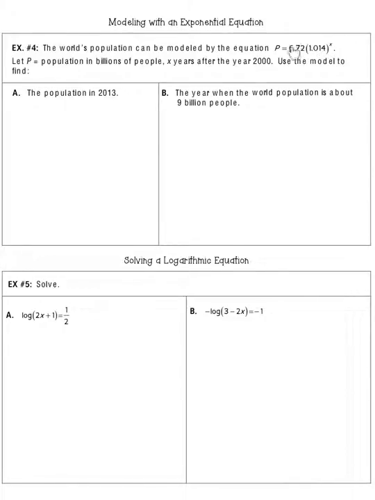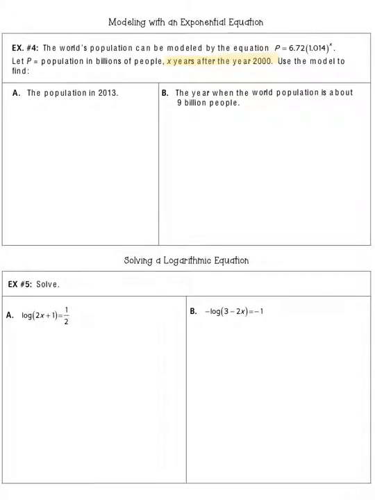This would be our original amount, 6.72. And then we're going to let P be population, so this is calculating population in billions of people, so that's important, in billions. X years after year 2000, so that's also important that it's X years after the year 2000. So the year 2000 should be year 0. And we're going to use the model to find A, the population in 2013, and B, the year when the world population is about 9 billion people. So A is easier than B.